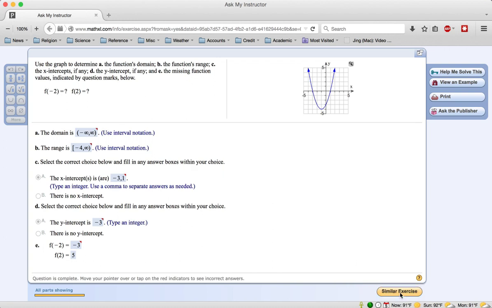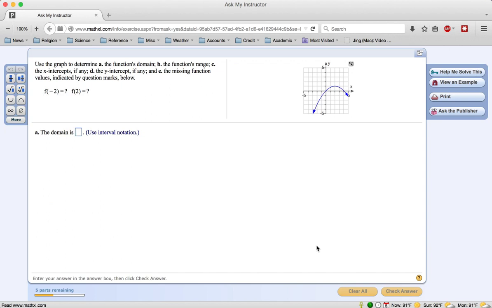Let's do a similar exercise for you. Where's the domain? Now you see the arrows? They're both going left and right. This means it's going to go forever on x to the left, forever on x to the right. And so the domain here is going to be from negative infinity to infinity. So let me just go ahead and add the negative infinity to infinity. You can use the keys, I just typed it in. Right? So let me check that. That's great. Let's go to the next question.